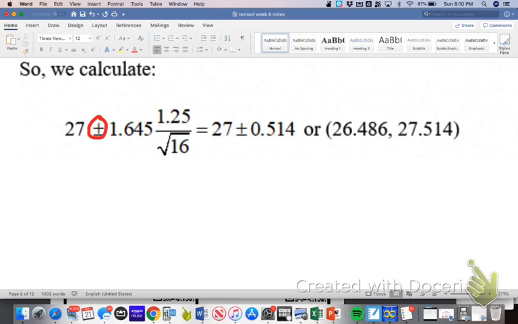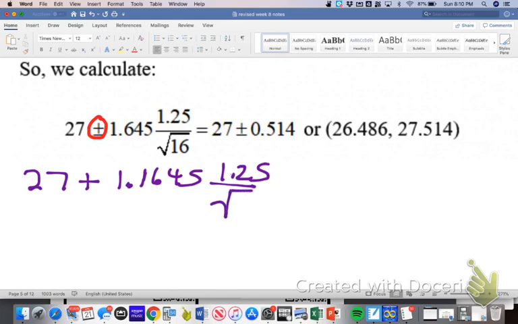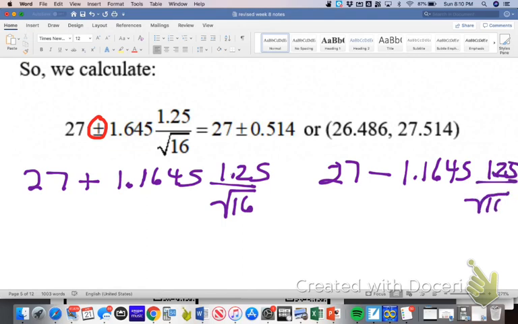So again, we saw where we got all the numbers from in the problem, so I have to do 27 plus 1.645 times 1.25 divided by the square root of 16, and then we need to do 27 minus 1.645 times 1.25 over the square root of 16. So you've got to do a version while you're adding and then while you're subtracting. Sorry, my stylus is doing something goofy.